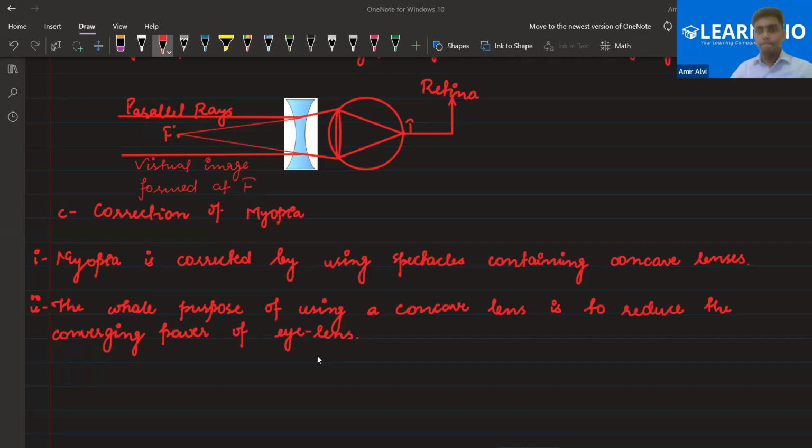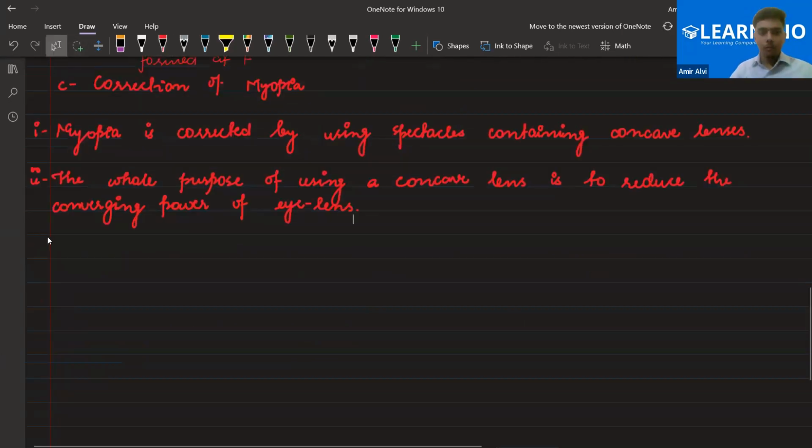No, I'm saying the sign. I'm asking what would be the sign of the power of a concave lens? Negative, positive, what would it be? Yes, Shazil? Negative. Yes, sir. Yeah, it would be negative.